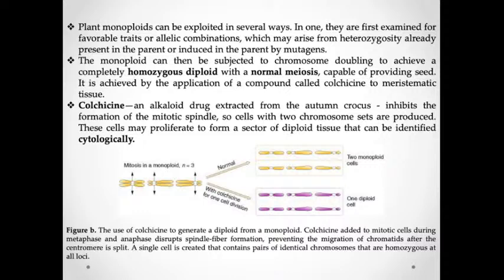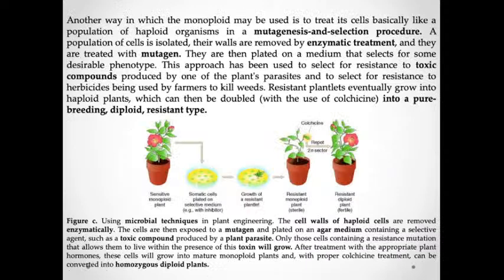But with the help of colchicine, an alkaloid drug extracted from the autumn crocus, which inhibits the formation of mitotic spindles, cells where the true chromosome sets are produced may proliferate to form sectors of diploid tissue that can be identified cytologically. So this is mitosis happening in a monoploid. N is 3 here. Separation is happening, and in the normal case you have two monoploid cells, but with the colchicine treatment you have one diploid cell, so they will not divide, they will remain inside it. There is no mitotic spindle formation, so they remain in one cell, which doubles the number of chromosomes.